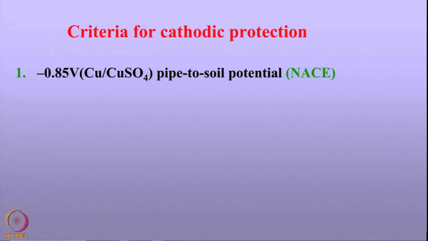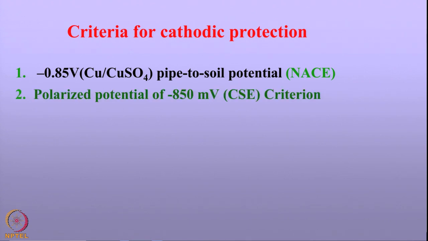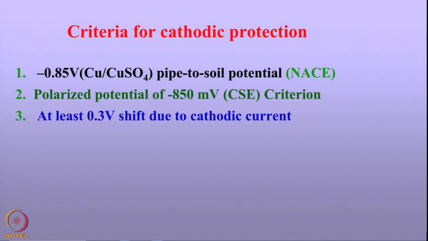The first and foremost criterion that has been widely used, the simple one, is minus 0.85 volt with respect to copper, copper sulfate electrode, which is the pipe to soil potential for the metal. If you can hold the metal at this particular potential, then it is adequately said to be protected from corrosion. There is yet another criterion which is based on the polarized potential of the metal, the true polarized potential, where again minus 0.85 volt with respect to copper sulfate electrode is measured. This is another very simple criterion, which is a 0.3 volt shift from the corrosion potential or the natural potential of the metal. This shift is made towards the negative direction.